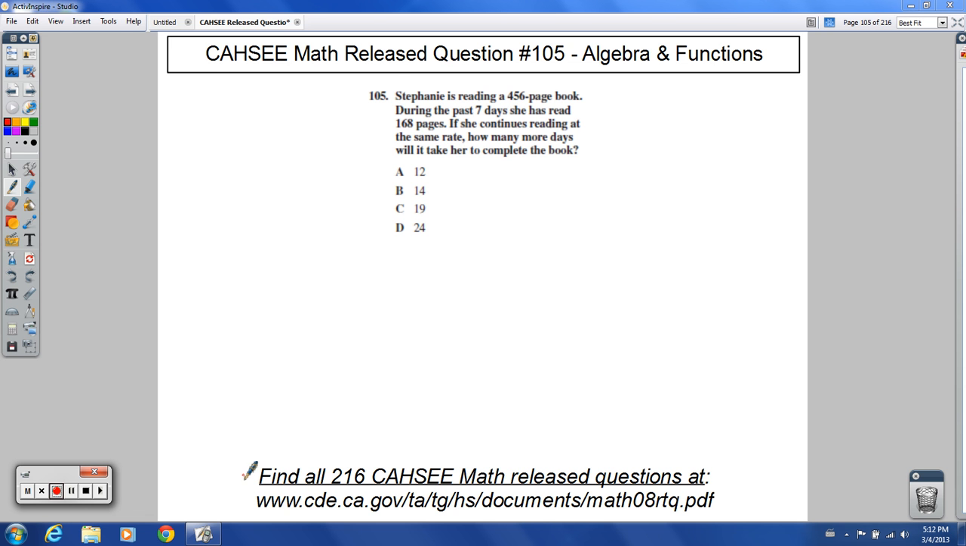Welcome to release question 105 for CAHSEE Math. It says Stephanie is reading a 456-page book. Woo, that's a doozy right there. That's a big book. During the past 7 days, she has read 168 pages.